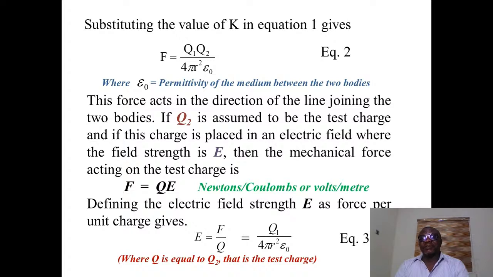If Q2 is assumed to be the test charge, and if this charge is placed in an electric field where the field strength is E, then the mechanical force acting on the test charge is given as F equals Q times E, with E in newtons per coulomb or volts per meter. Therefore, we can define the electric field strength E as force per unit charge, which gives us E equals F over Q, which is equal to Q1 over 4 pi r squared epsilon naught. We call that equation 3, but we note that Q is equal to Q2, which is the test charge, as we specified above.